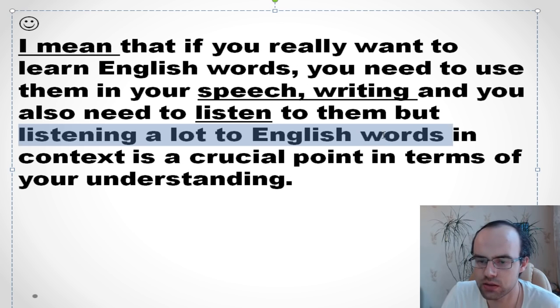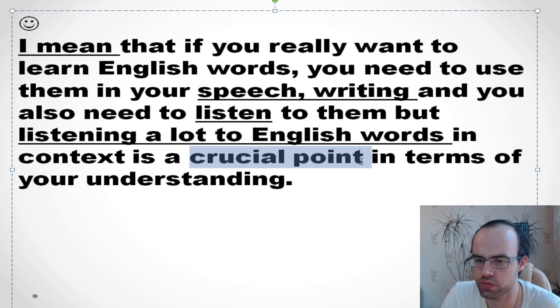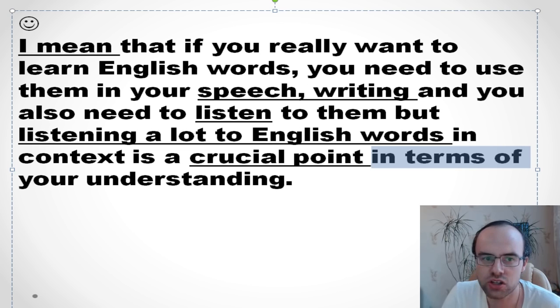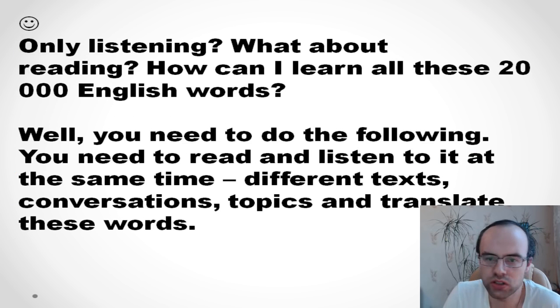Listening a lot to English words in context is a crucial point in terms of your understanding. A crucial point means the most important point, the most important thing. In terms of means if we are talking about your level of understanding, concerning your understanding, so you need to focus on it. Okay, good. Only listening.